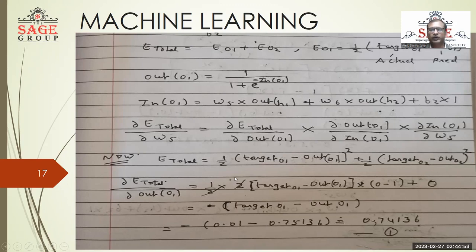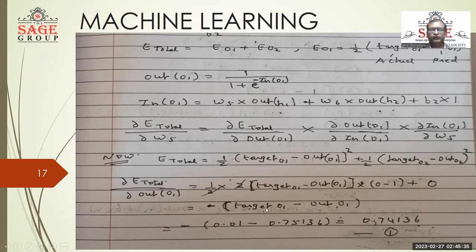So this 2 will come out. So half into 2, then target O1 minus out O1 into, when I partially derivate this inside, target O1 with respect to out O1 will be treated as constant and it will become 0, minus out O1 with respect to out O1 will give me 1, right? Plus this total term is not connected with this out O1, so it will all be treated as constant and it will become 0. Now I'm left with this 2 and 2 will be cancelled out. So I'm now left with target O1 minus out O1 into minus 1.